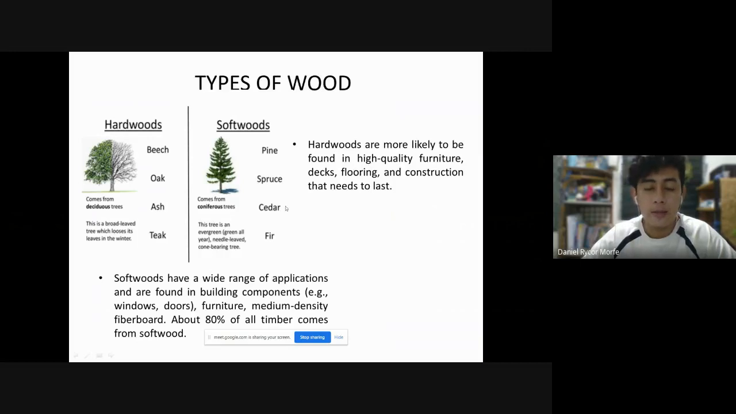Hardwoods are more likely to be found in high-quality furniture, decks, flooring, and construction that needs to last, because they are hardwoods, so they take longer to deteriorate compared to softwoods. While softwoods have a wide range of applications, and they are still found in building components such as windows, doors, furniture, and medium density fiberboard, and they compose about 80% of all timber.